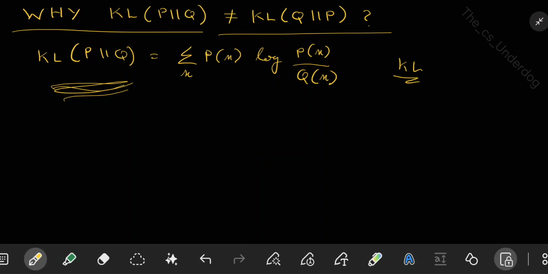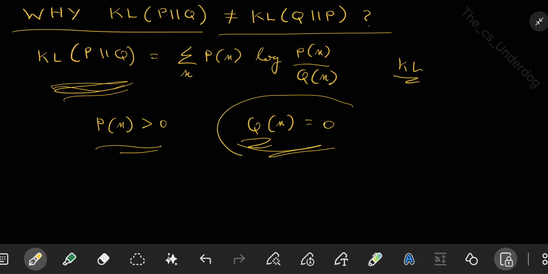That also means if my P of x is greater than 0, if some mass of P is present, then it is expected that Q should be able to cover it. So if there is a situation where P of x is greater than 0, but my Q of x is equal to 0, that means my approximate distribution failed to identify one area where I actually have mass in P, then this will give a very large scale divergence. This will say I am having a large loss here and my KL divergence will shoot up.